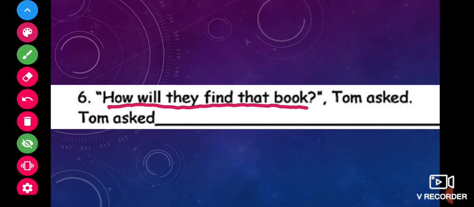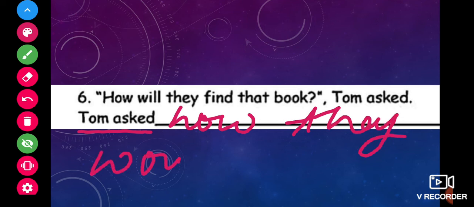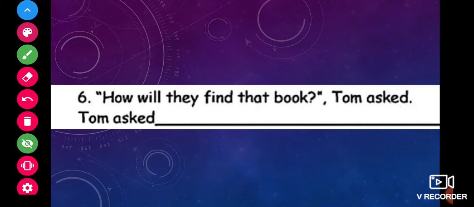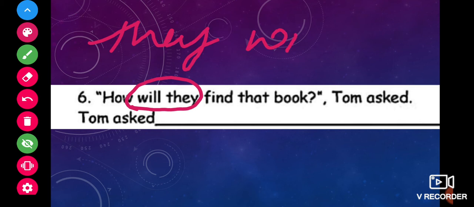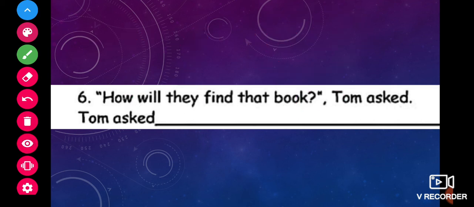The next question. How will they find that book? Tom asked. So Tom asked how they would find that book. This is the correct answer, and if you have been following the changes which we have been doing in the last few questions, you will understand why we have done the changes. Here we have converted will to would, and we have converted will they into they will, and we have replaced a question mark with a full stop. That's all. Those were the only changes.